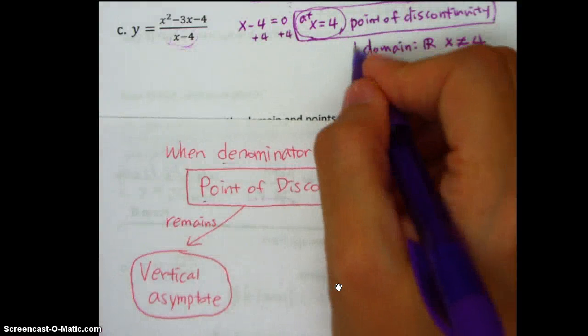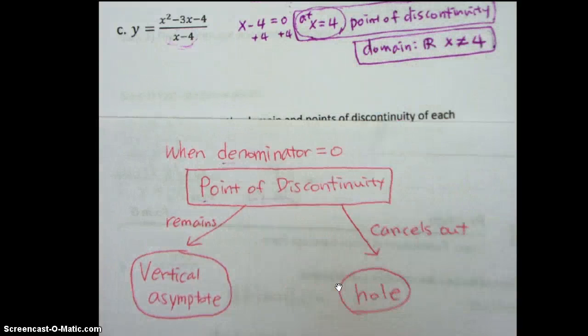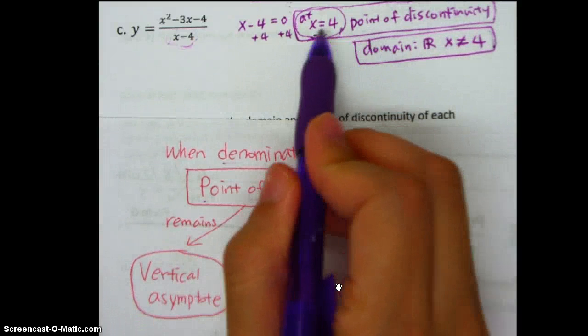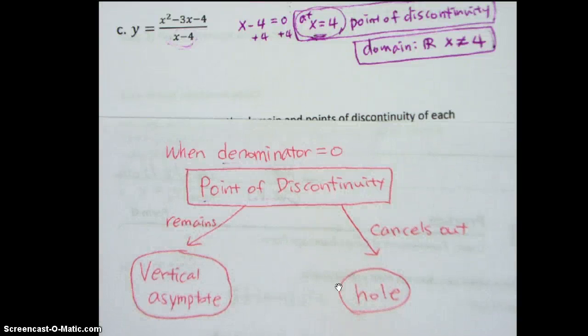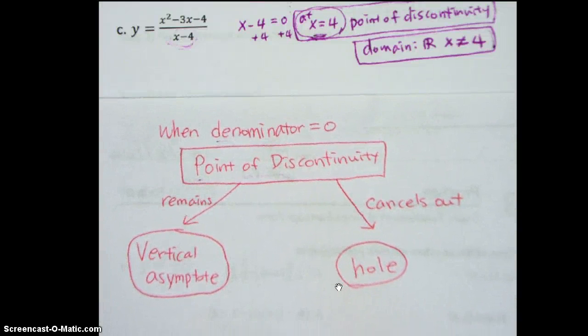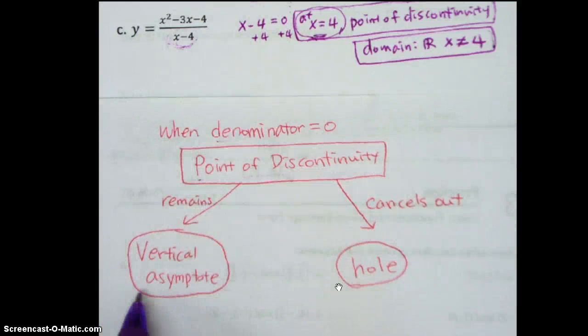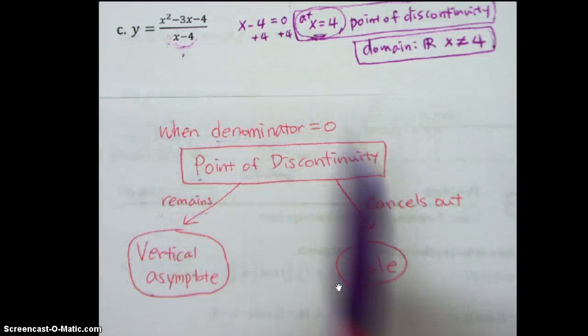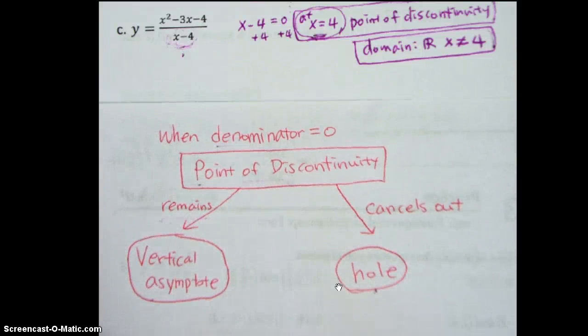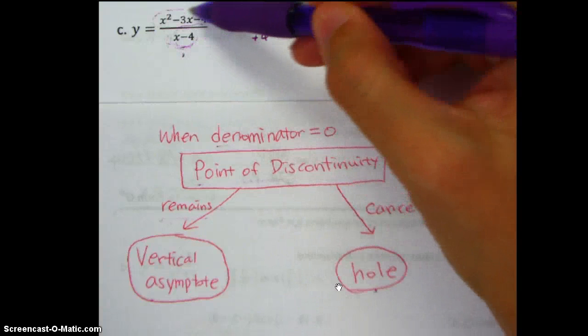So we figured out the point of discontinuity and domain. So is that point of discontinuity a hole or a vertical asymptote? To figure that out, we have to see if that factor cancels out or it remains. If it remains, it's going to be a vertical asymptote. If it cancels out, it's going to be a hole. So to figure that out, we have to factor this quadratic.